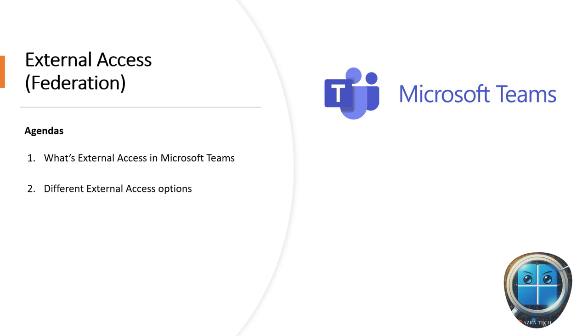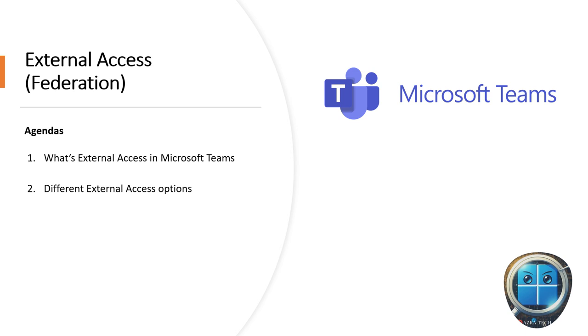Another option is you can predefine some domains. You can list all the partner domains in your tenant. For example, say 10 organizations and all their domains. You can whitelist them, and as long as your partner is using one of those domains, they can chat with your users in your organization, and vice versa. If they are using a domain that is not in your list, then they cannot chat with your users and your users cannot chat with them. That's called a whitelist or allow list.